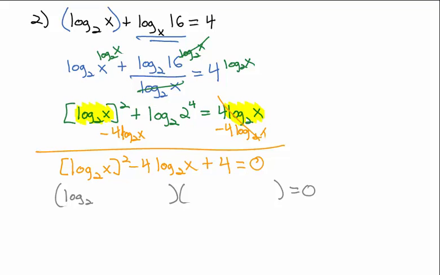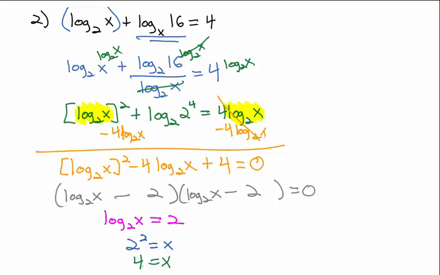Log base 2 of x squared is log base 2 of x times log base 2 of x. 4 is 2 times 2, and they're both negative. So that means they're both actually the same factors, so we're just going to do this once instead of twice. Log base 2 of x, add 2 to both sides, equals 2. Change it to an exponent, and 2 squared equals x. So that means x is equal to 4. Double check that doesn't make any negative logs, so we have our solution, x equals 4.